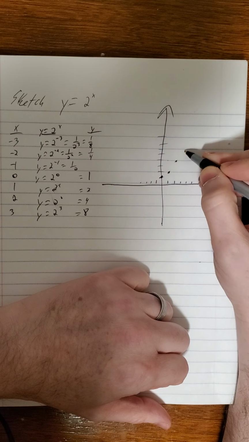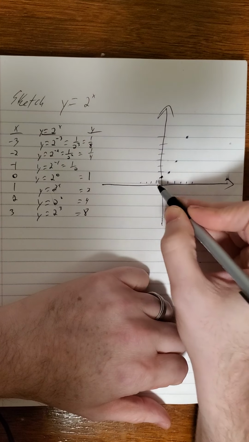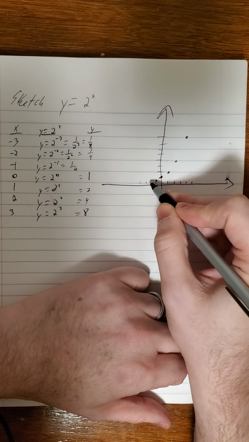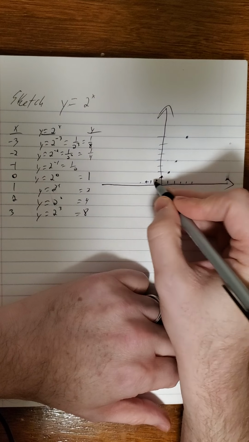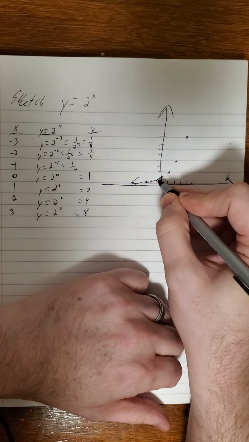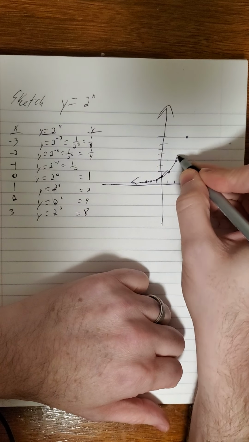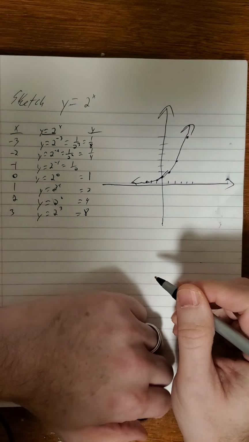2, 4, 6, and 8. And then we have 1/2, 1/4, 1/8. We're getting closer and closer to the axis without touching it. So we do have a horizontal asymptote. You remember those from your college algebra days.